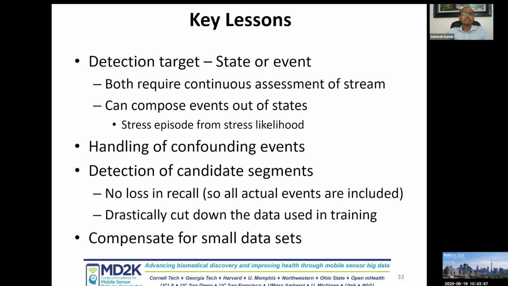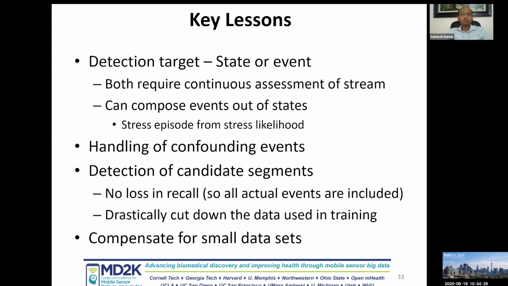So the key lessons are that we first need to decide whether we want to approach a marker as a state or event. They both do require continuous assessment of a stream, but as I showed for the stress case, we can sometimes compose the events out of the states. Handling of confounding events is important. Otherwise, because in many cases we have data only from 20s or 30s, meaning tens of participants, at most hundreds. And if we want the model to work for billions of people, then we should have sufficient confidence that the model will work in scenarios that we have not seen yet.